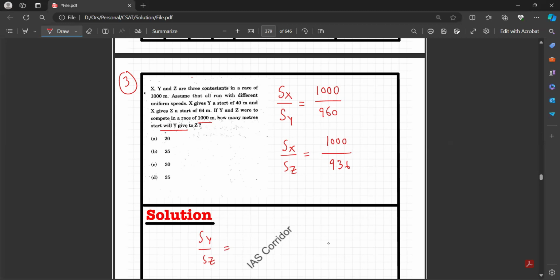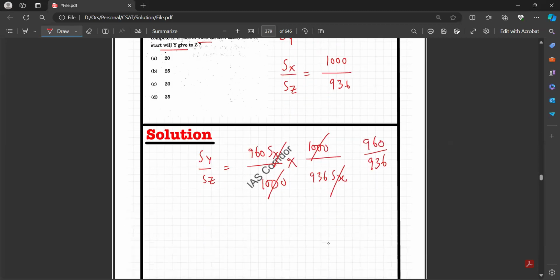SY कितना हो जाएगा? 960 SX by 1000. SZ कितना हो जाएगा? वो ऊपर चला जाएगा. SZ becomes 936 SX by 1000. So 1000 will come up here. 936 SX. SX cancelled. 1000 cancelled. So the answer will be 960 upon 936.